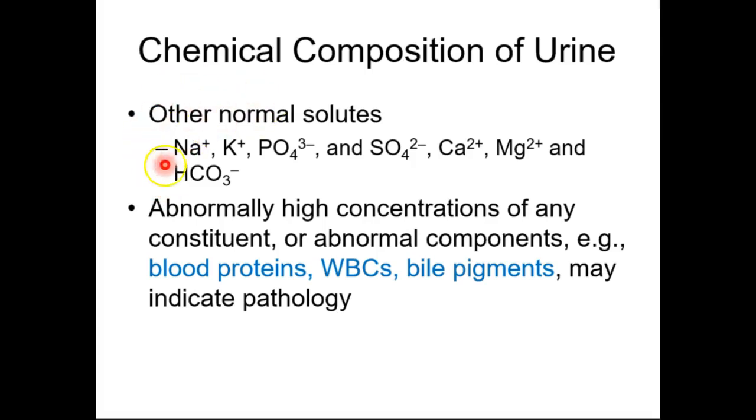You should have a certain amount of sodium, potassium, phosphate, sulfate, calcium, magnesium, and I think this is bicarb, or is this hydrochloric acid? I think it's hydrochloric acid. I'm going to go with HCl. Yeah. No, because it would have a Cl in there. Oh well, we'll figure it out. And again, you do not want blood, elevated proteins, elevated white blood cells, or elevated bile pigments in urine.